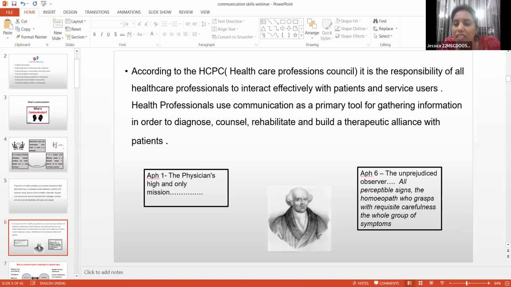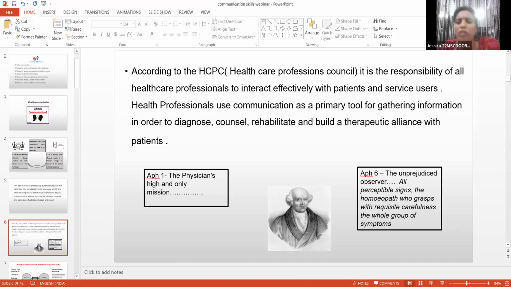And further he says, the homeopath who grasps with requisite carefulness the whole group of symptoms forms the totality of the symptoms. Let us highlight the phrase, the homeopath who grasps with requisite carefulness. I want to re-emphasize that this carefulness could be many things, but one addition is that good communication skill could be the carefulness we should be equipped with so that we do not miss the totality of symptoms.